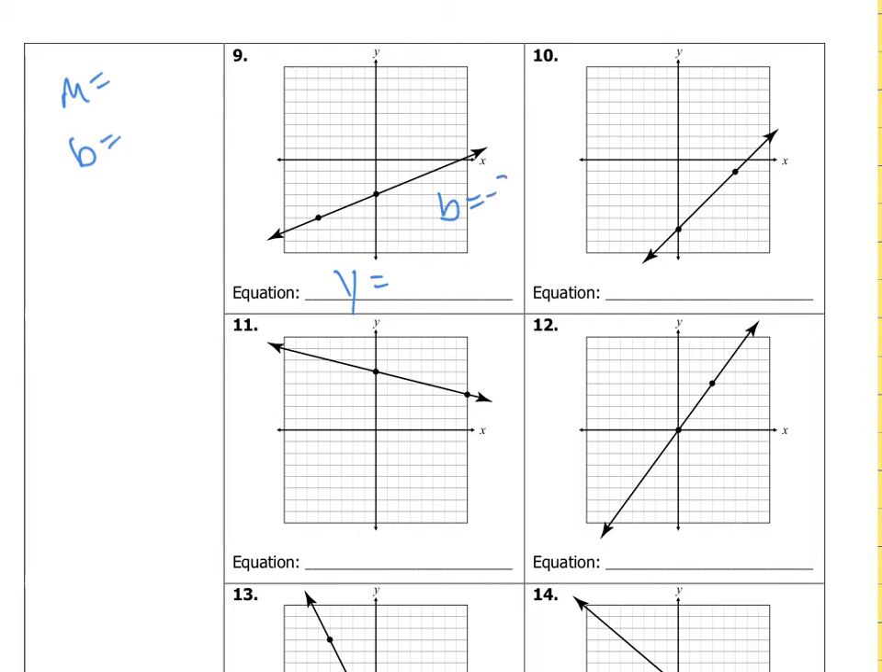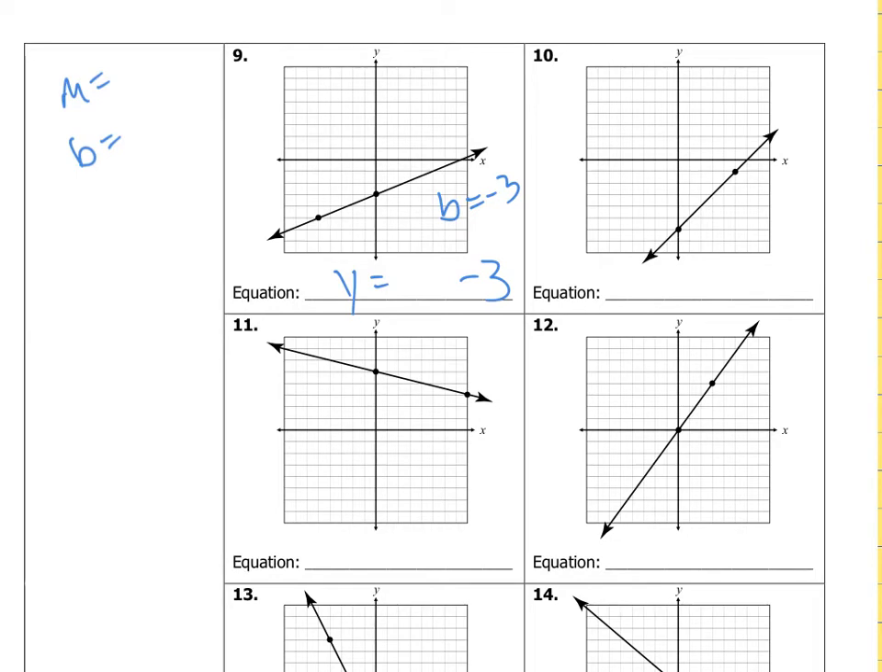b is definitely equal to negative 3 because I started at the origin and then counted down, 1, 2, 3. So I went down negative 3. I'm going to go ahead and put that there, but remember to keep the space for my mx. I need to figure out what my mx is, which is my slope and the x variable. Let's look at slope and calculate it.